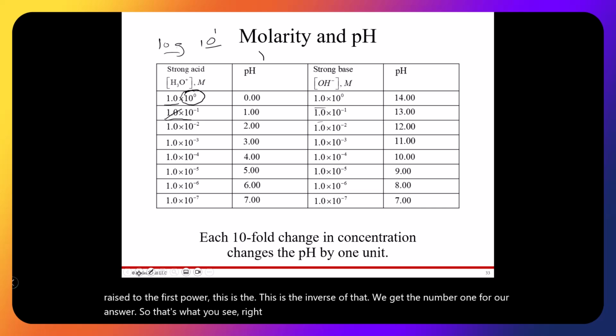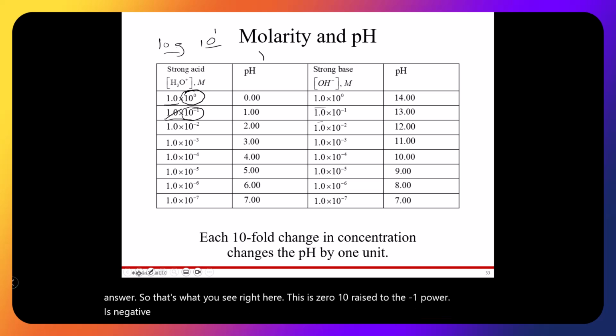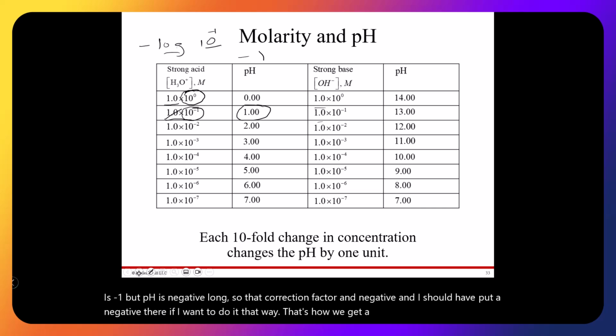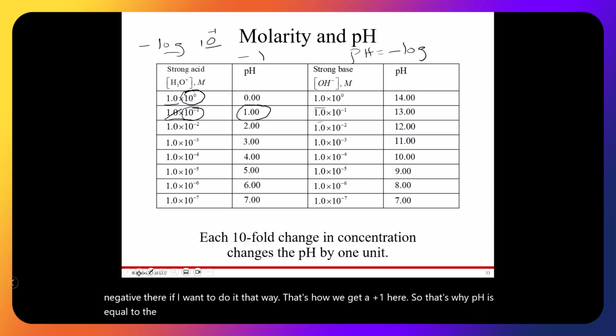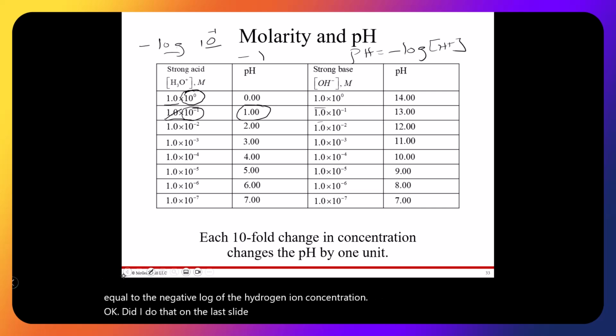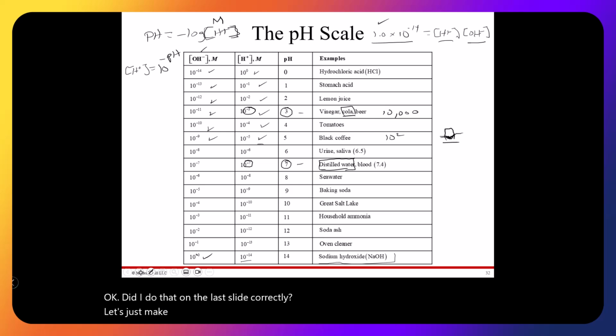This is 0. 10 raised to the negative 1 power is negative 1, but pH is negative log, so that correction factor, a negative, and I should have put a negative there if I want to do it that way. That's how we get a positive 1 here. So that's why pH is equal to the negative log of the hydrogen ion concentration. Okay. Did I do that on the last slide correctly? Let's just make sure. Yeah, it's negative log.